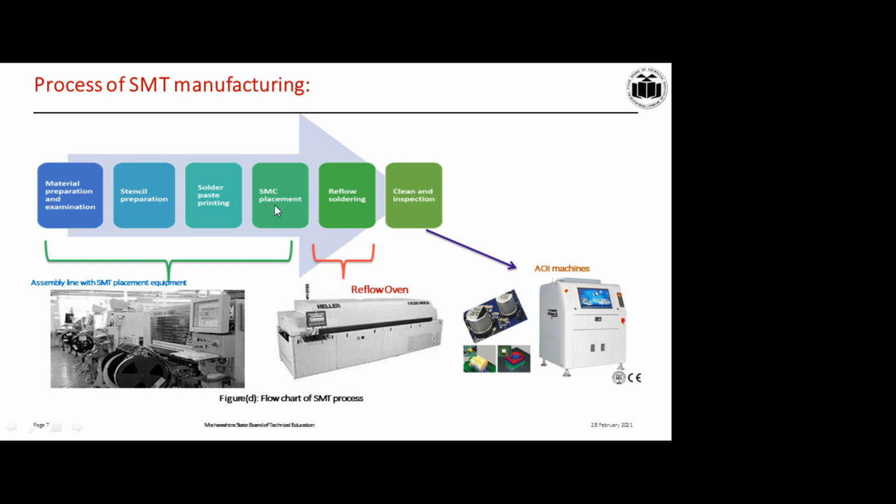Now here are the 6 different steps in the process of SMT manufacturing. The first 4 steps are done by the assembly line machine, that is the SMT placement equipment. We can say it is a flow chart for this SMT manufacturing. First is the material preparation and examination. Second is the stencil preparation. Third is the solder paste printing, and the fourth is the SMC placement. All these 4 steps will be done by this one machine only.